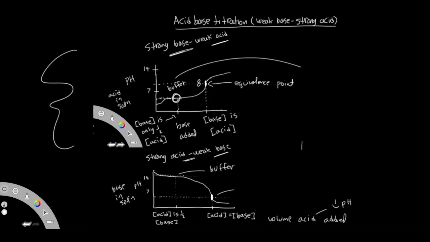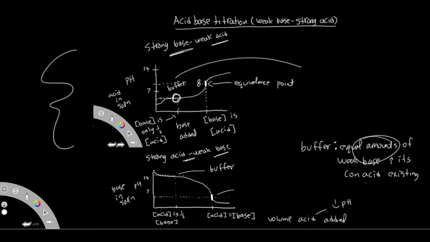buffer region. In case you forgot what the buffer region was, this is where there are equal amounts of the weak base and its conjugate acid, and obviously these are existing within the solution. So equal amounts of this and equal amounts of this. Obviously we have a very weak base in here. So at this point over here, there is an equal amount of both the weak base and its conjugate acid.